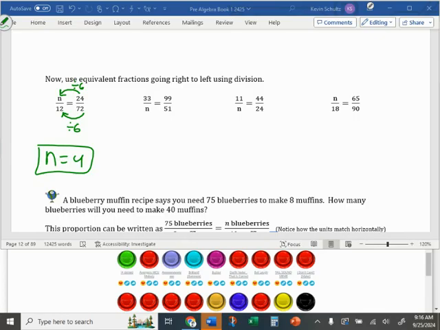99 to 33. My board's lagging today. You divide by 3. Divide by 3, exactly.